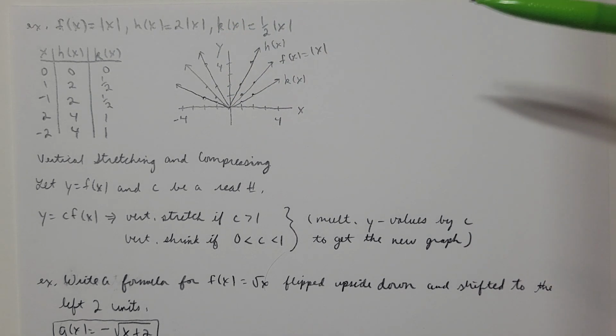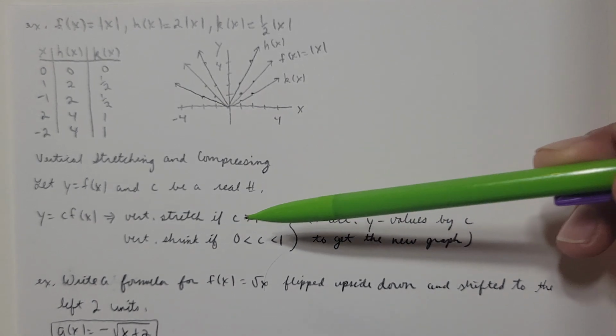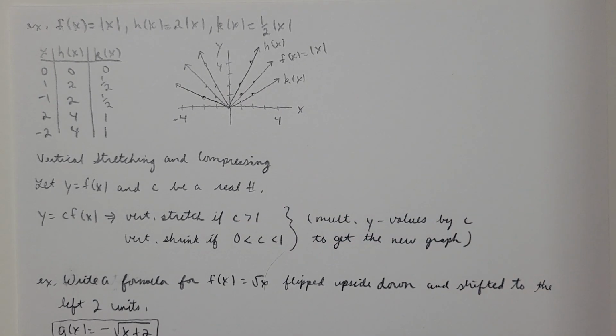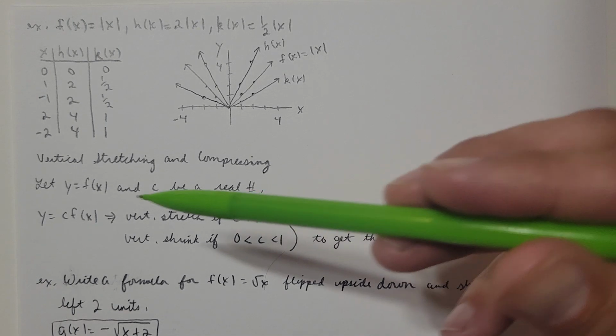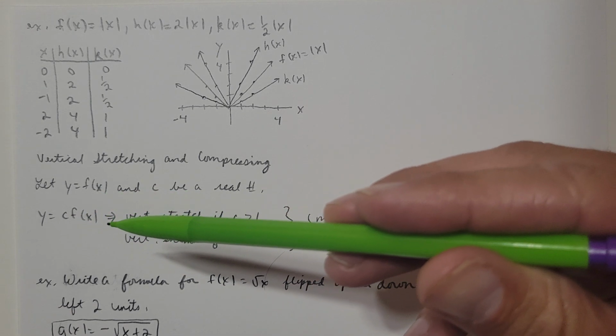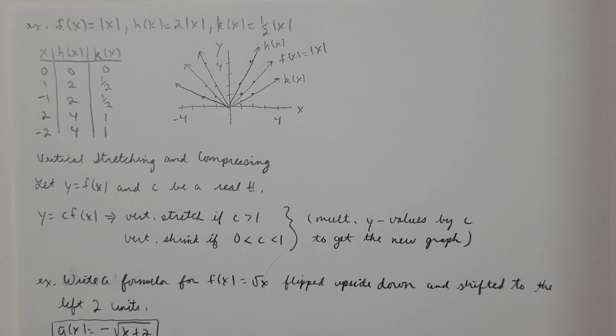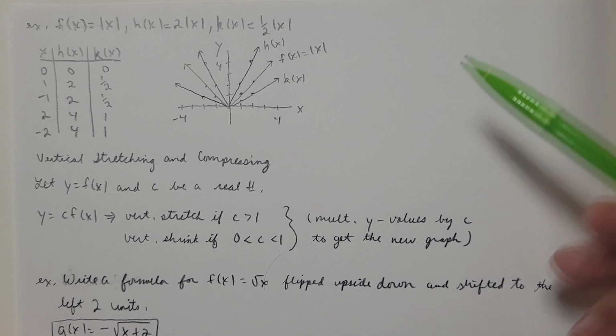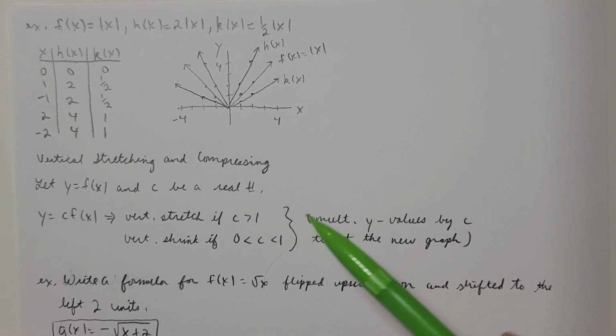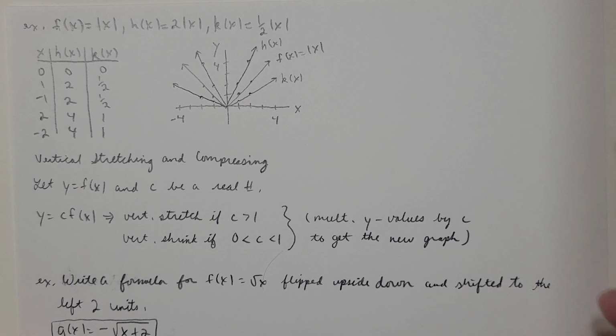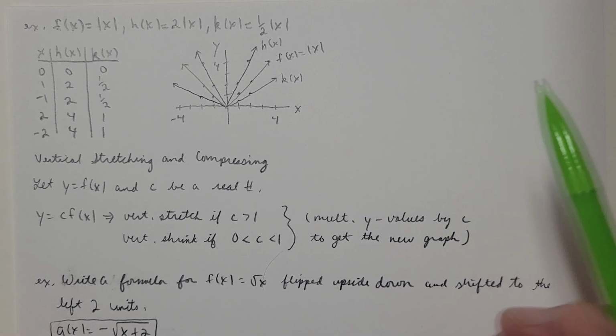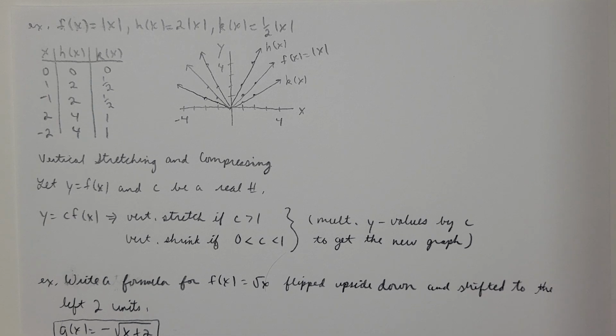Now, vertical compression would happen if c is less than 1 but still positive. If c is 0, 0 times anything is 0, right? So y equals 0, that'd be a horizontal line on the y-axis. We're not doing anything with horizontal lines here. But if c is between 0 and 1, like if c is 1/2, then you've got a vertical compression. And so you're going to be smashing the graph, and the curve would get closer to the y-axis on both sides.